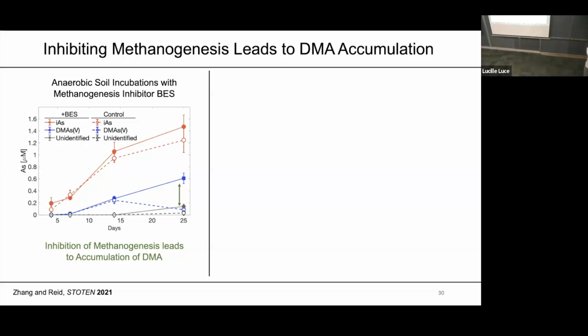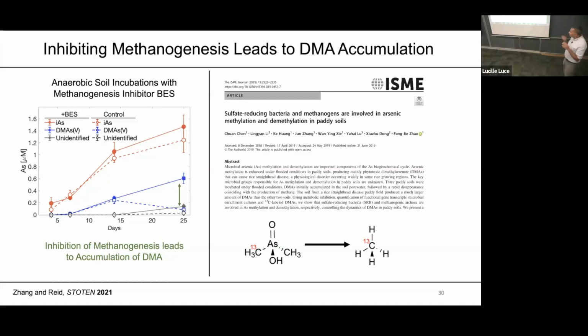About the time my student first showed me this graph, there was a really beautiful study in ISME that I'm super jealous of, where they used a 13C labeled methyl group on DMA and tracked that 13C methyl into methane. Which suggested that methanogens are somehow utilizing the carbon in this DMA methyl group as a substrate for methanogenesis, converting it to methane. Really nice, great study. And it is consistent with what we found separately.